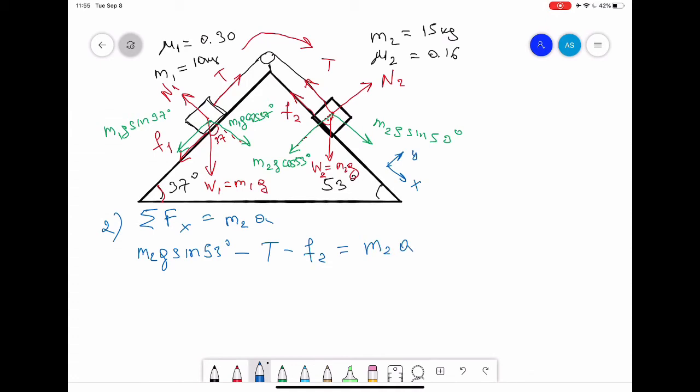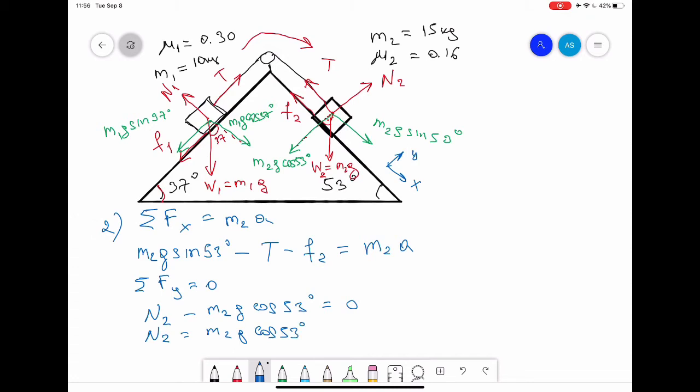Now, what about the sum of the forces in y direction for the right side box? Since the box is not moving in y direction, it is equal to 0. So therefore we can say that normal force 2 minus m2g cos 53 degrees is equal to 0. So that means normal force is equal to m2g cos 53 degrees.